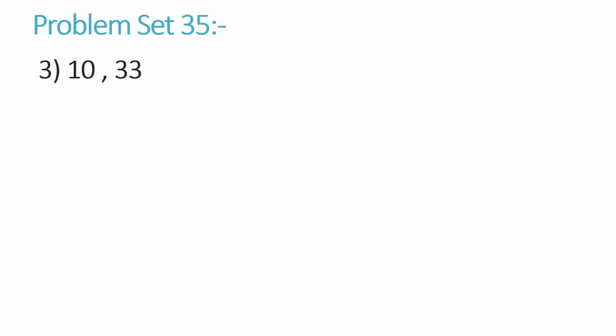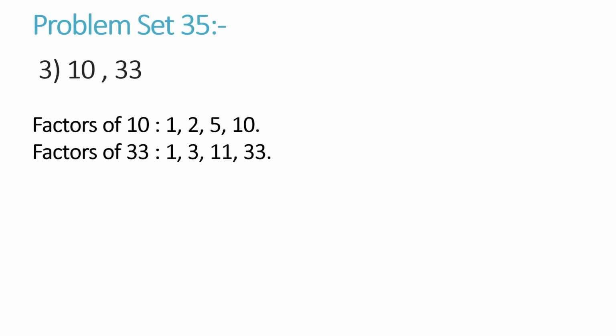Let us do the third sum, 10 and 33. First find the factors of 10 and 33. Start with 1. 1 10 is 10. 2 5s are 10, and then directly it goes in 5. 5 2s are 10 and 10 1 is 10. So all the factors you are getting here.